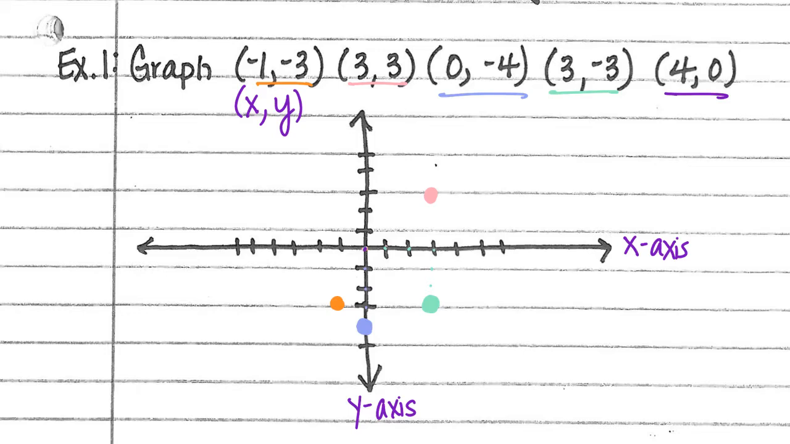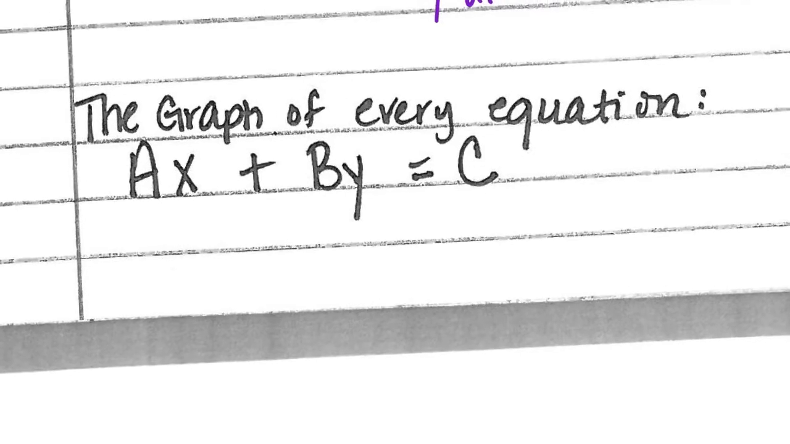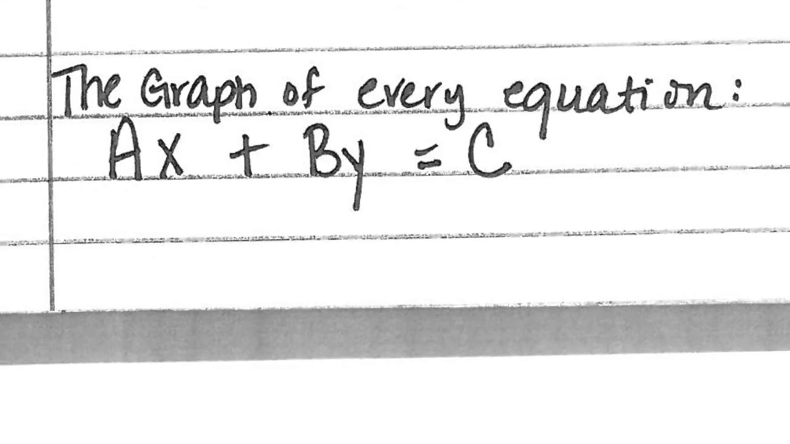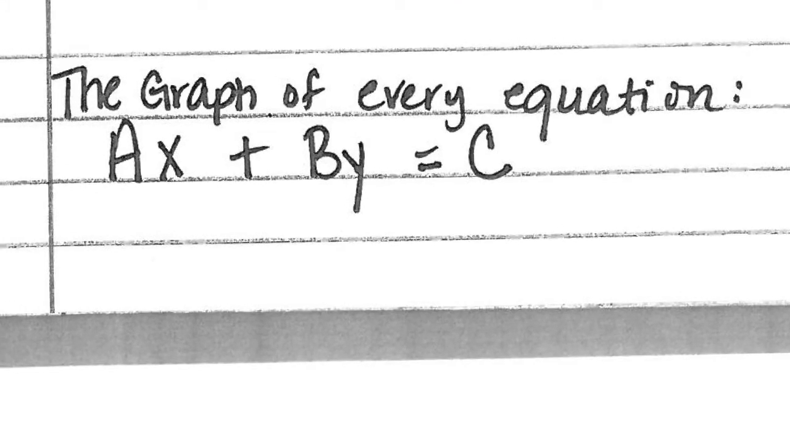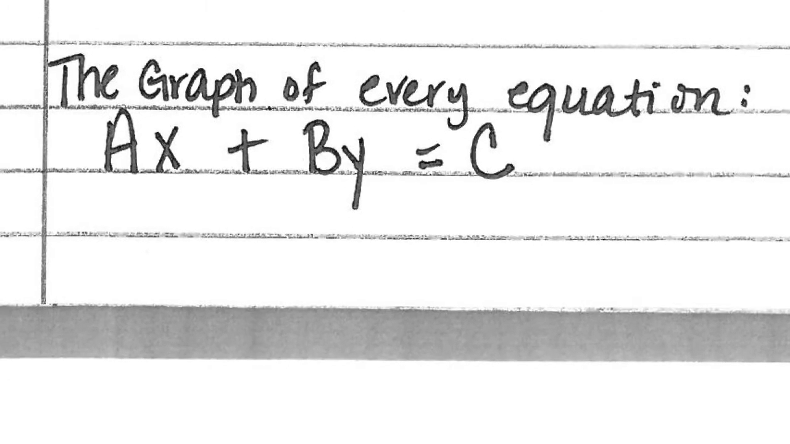We're going to start at the origin, and we're going to go right 4, and we're going nowhere up and down. So just to review, the x's move left and right. The y's move up and down. We know this as standard form, ax plus by equals c, and this is the form of every linear equation that we're going to talk about.